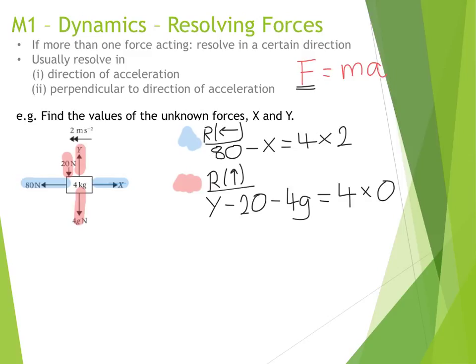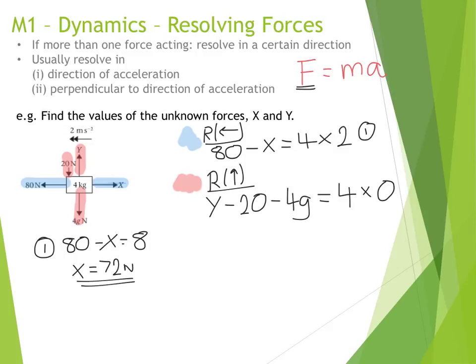So it looks as if this equation up here, number 1, is going to be useful to help us find out x. So I'm going to take equation 1 and simplify it a bit. 80 minus x is equal to 8. So straight away I can see that x is equal to 72 newtons.